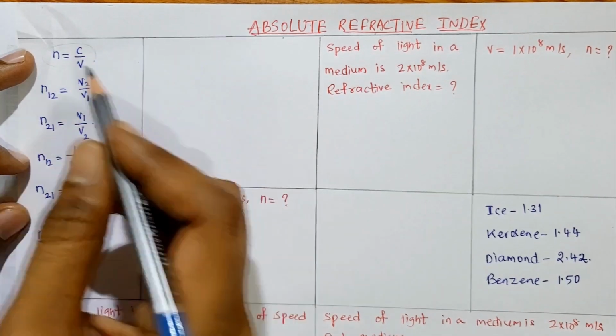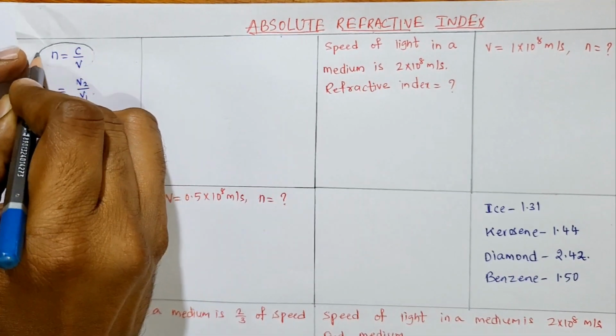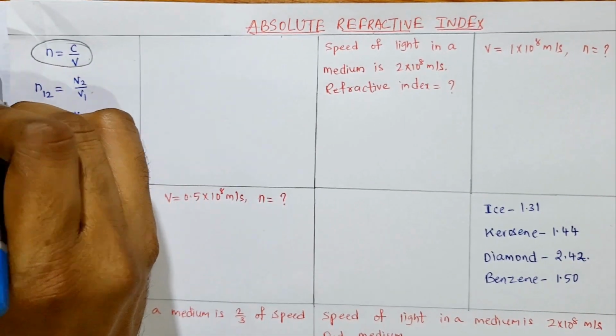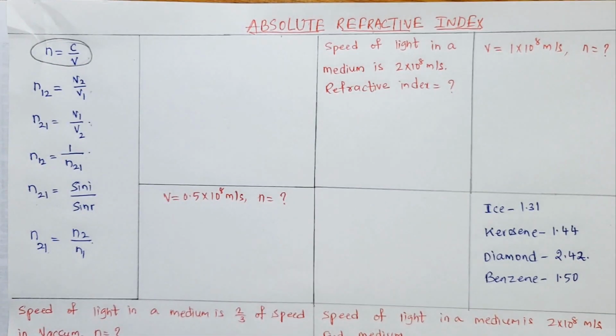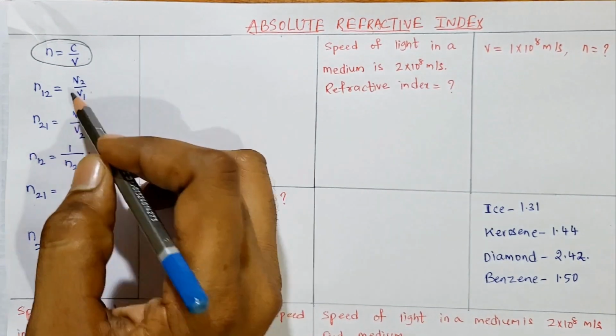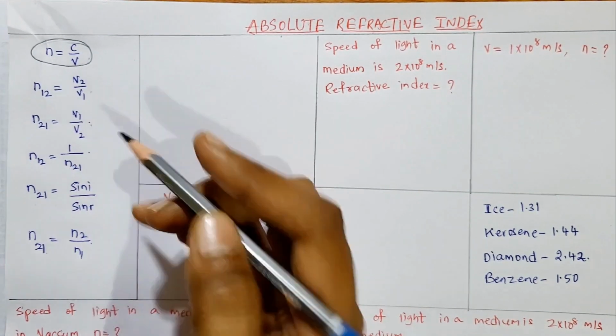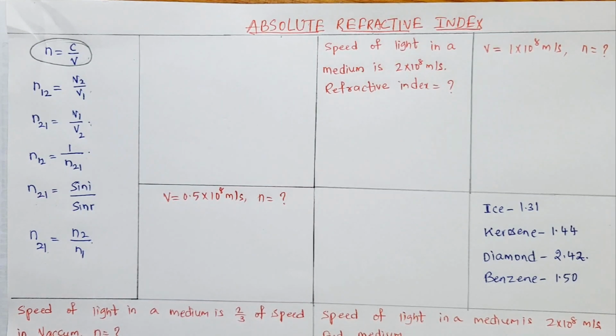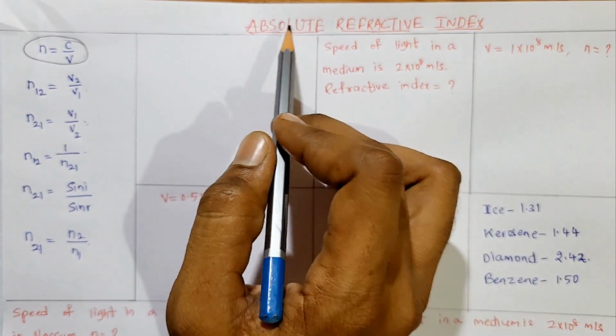In all these formulas, n is equal to c by v. This formula is utilized to find the absolute refractive index. Remaining all formulas will be used to find the relative refractive index in between two mediums. But n is equal to c by v will be used to find the absolute refractive index of any medium.